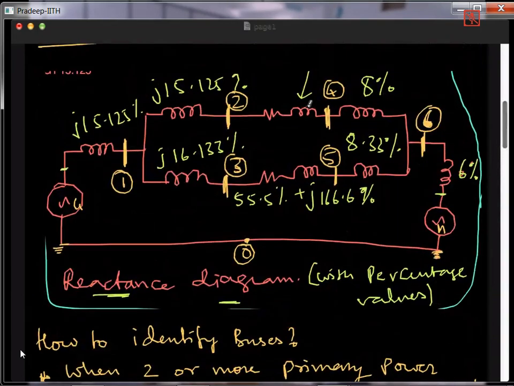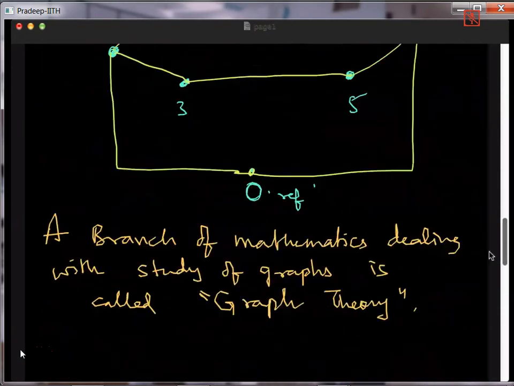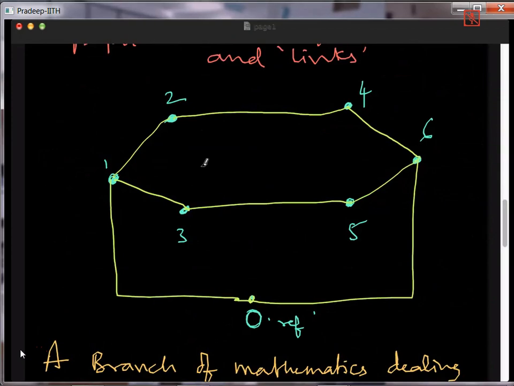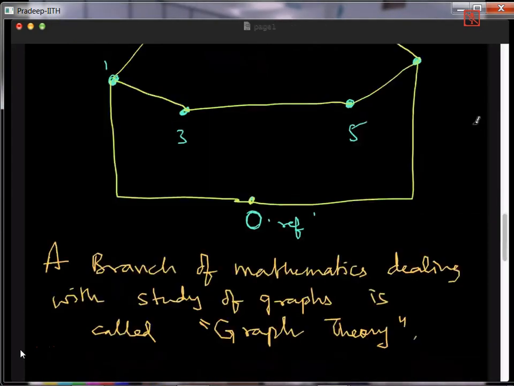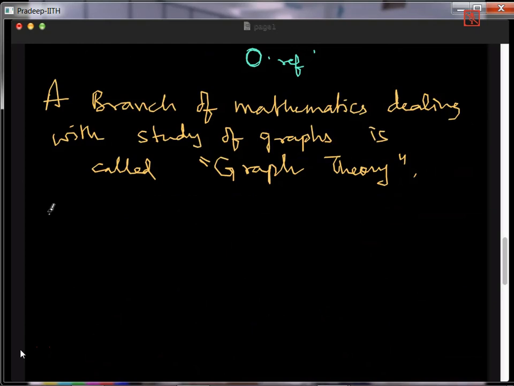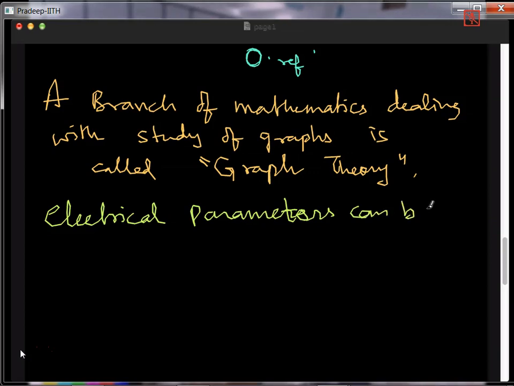So look at the network we have and look at the simple graph we have made. For this graph, I can again define some parameters. So what are the parameters we can define? We can say each node will have some voltage. So electrical parameters can be defined in the graph above.